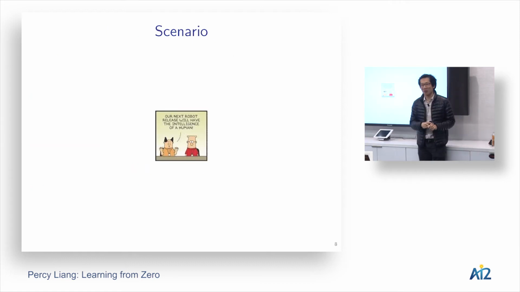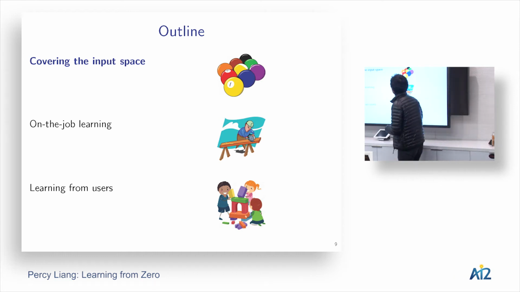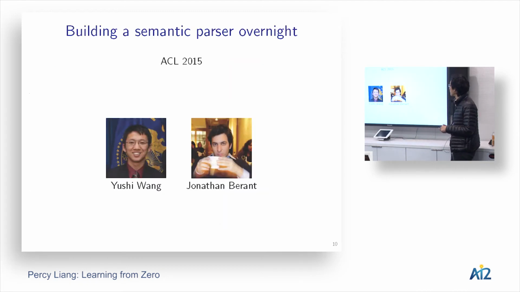Okay, so here is the scenario. Your boss comes to you and says, great, we signed a contract. Tomorrow we're going to deploy our human-level natural language understanding system. Okay, and then what do you do besides quit? So this talk is going to be about three possible things you can do to save your pants: covering the input space, on-the-job learning, and learning from users, in increasing order of user involvement, let's just say. Okay, so I'm going to start with the first one.